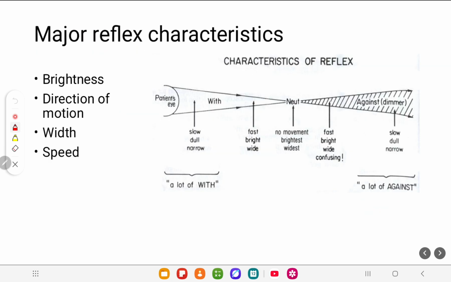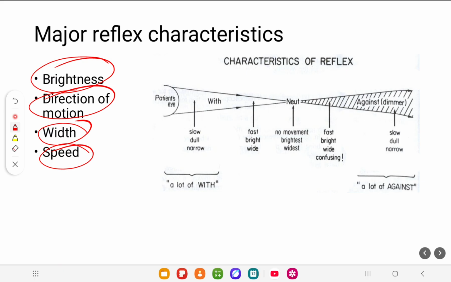So the major reflex characteristics that we have always discussed, from student to faculty level, are brightness, direction of motion, width, and speed. Brightness means dull or bright. Direction means with the rule or against the rule. With the rule means the reflex and the shadow from the retina move in the same direction as we move the retinoscope streak, while against means the opposite direction. Width means the width of the streak is wider or thinner. Speed means the reflex is moving at high speed or slow speed.